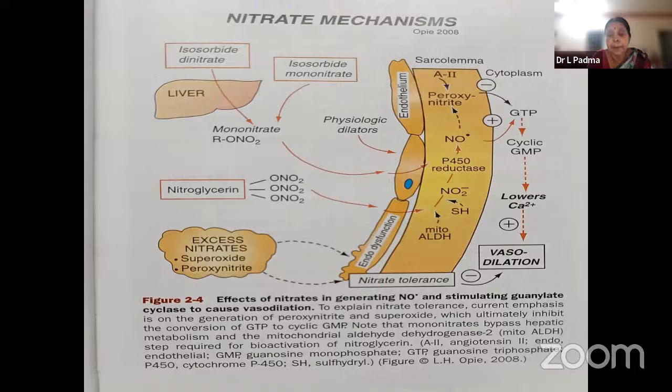And hence the mechanisms differ. In case of isosorbide dinitrate and mononitrate, what is happening? The dinitrate enters the liver. Once it enters the liver, there is first pass metabolism. Once there is first pass metabolism, the amount of drug entering into the systemic circulation is less. So you may not get the maximum benefit if the dose is simply altered. So always we prefer isosorbide mononitrate.